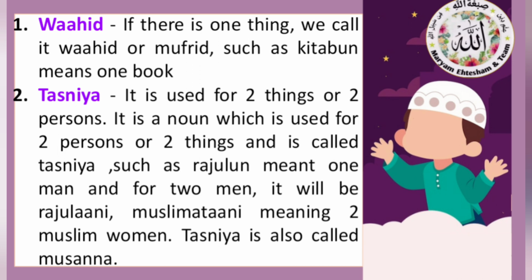Then comes tasniya, which means two things. It is used for two things or two persons. It is a noun which is used for two things or two persons. Such as rajulun meant one man, and for two men it will be rajulani. Musallimatani meaning two Muslim women. Tasniya is also called musanna.